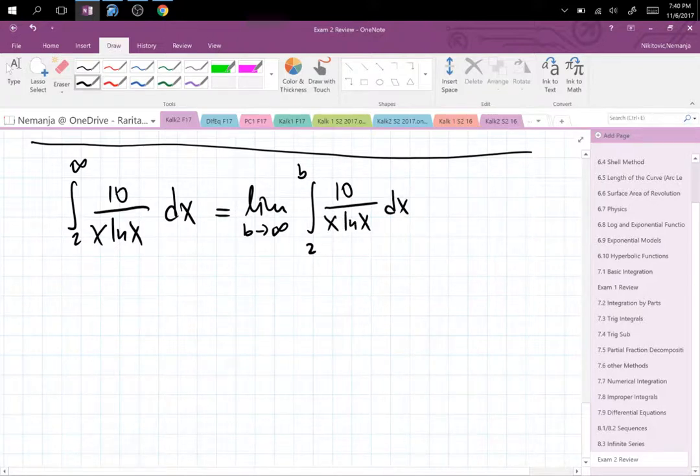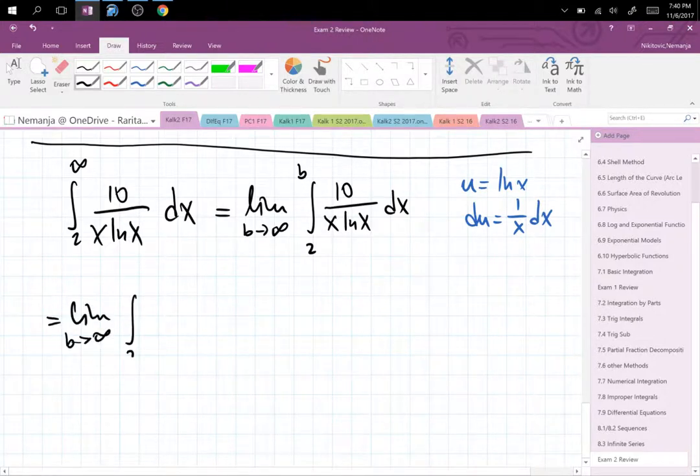All right. So now, very good, guys. You already solved this. u is ln x, and then du is 1 over x dx. And that quickly solves the issues. So limit as b goes to infinity, integral from 2 to b. We'll go back to variables. You have your 10 still up there, u and du. Can kick 10 in front of the limit.